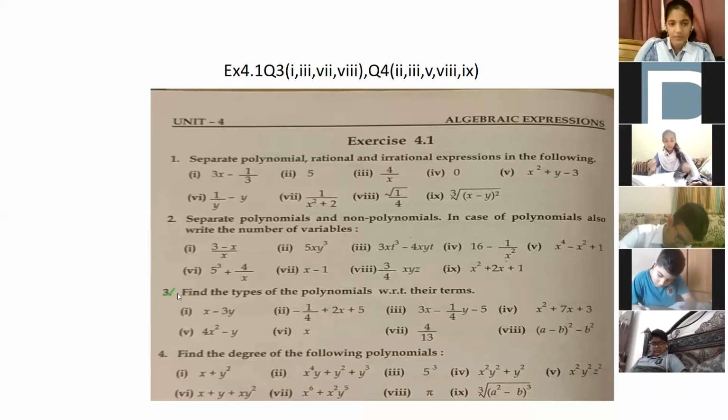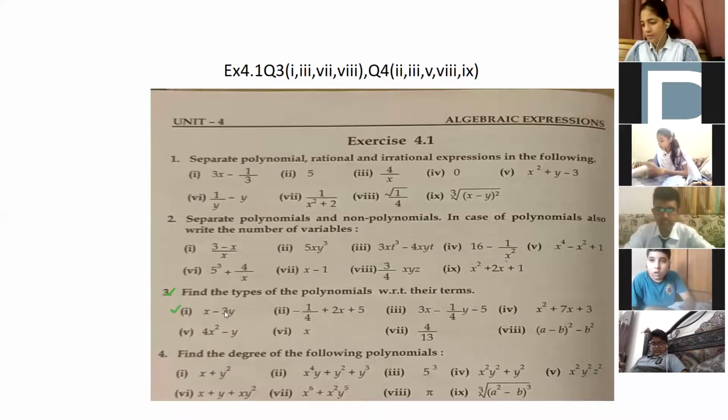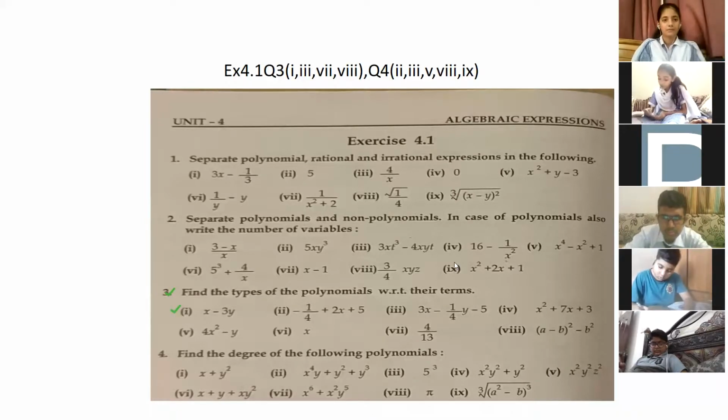Question 3. Find the type of polynomial with respect to their terms. Number 1. Copy down this question, leave one line. Quickly, leave one line. How many terms are there? Raise your hand so that I can unmute you. Yes, Sheroz. How many terms are there?